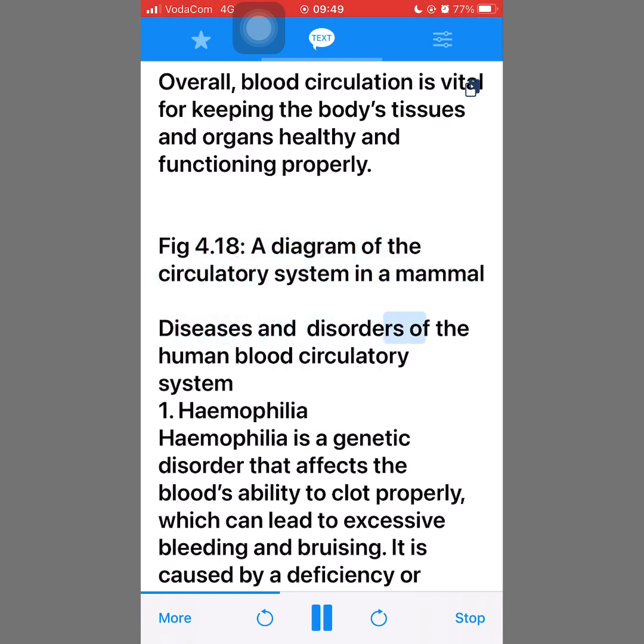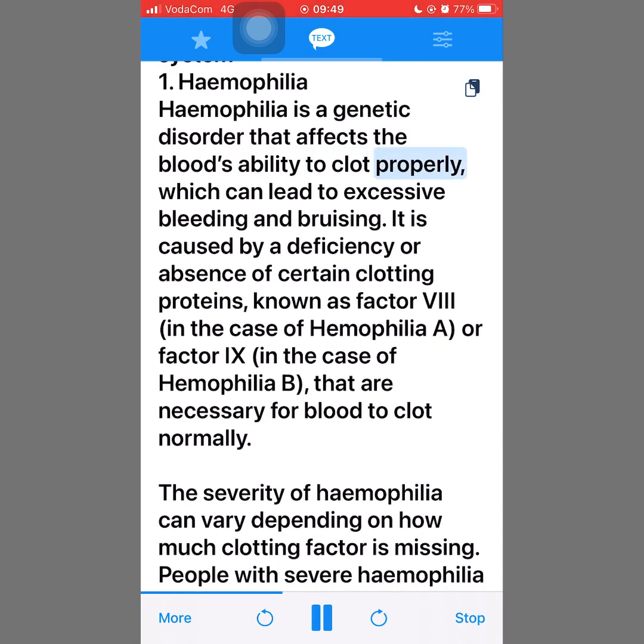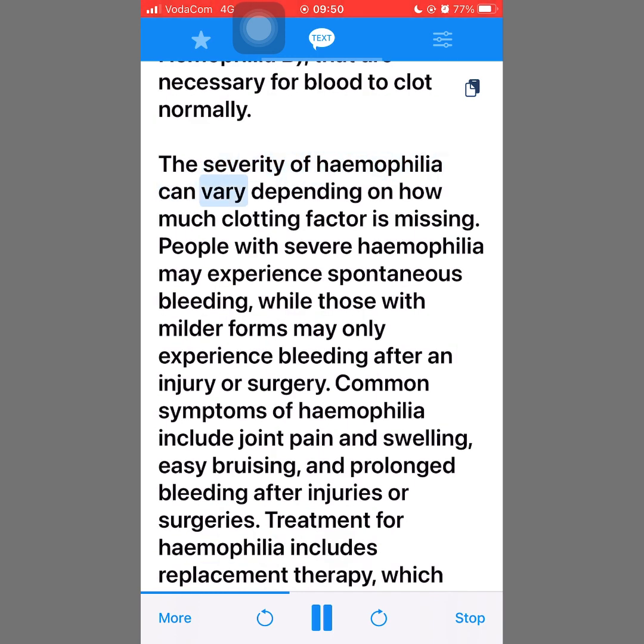Diseases and disorders of the human blood circulatory system. 1. Hemophilia. Hemophilia is a genetic disorder that affects the blood's ability to clot properly, which can lead to excessive bleeding and bruising. It is caused by a deficiency or absence of certain clotting proteins, known as factor VIII in the case of hemophilia A, or factor IX in the case of hemophilia B, that are necessary for blood to clot normally. The severity of hemophilia can vary depending on how much clotting factor is missing.